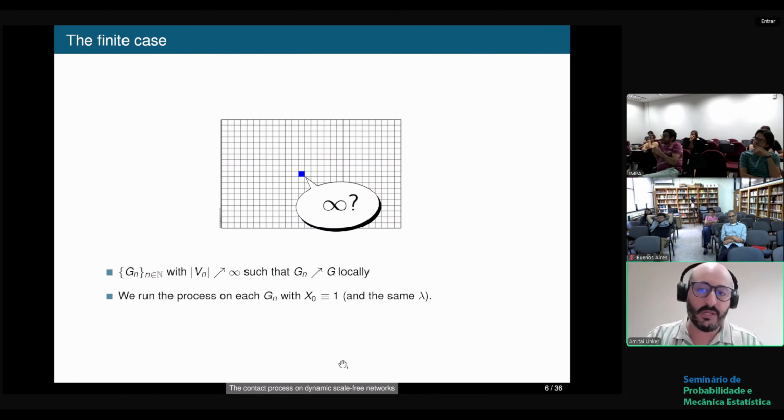Now, we run the process on each of these finite networks, starting with everyone infected. And the reason that we start with everyone infected is that if you start with only one vertex infected, then there is some chance that it dies out before it can infect anyone else, and the infection dies out from the very beginning, and we don't want to see that. We want to study what happens with the infection once it reaches some critical size. So we start with everyone infected.